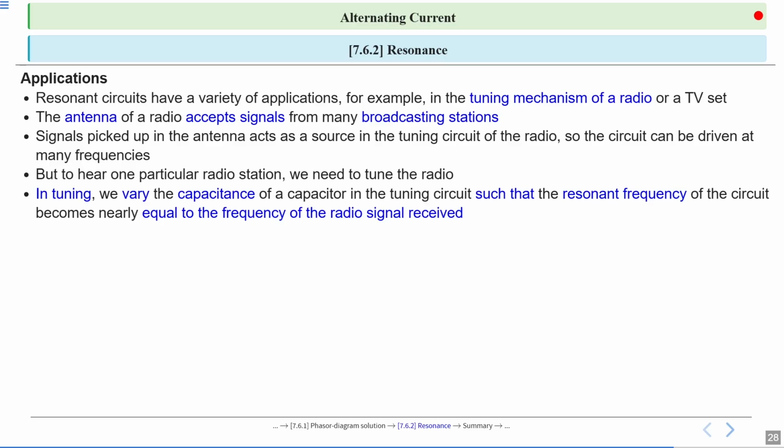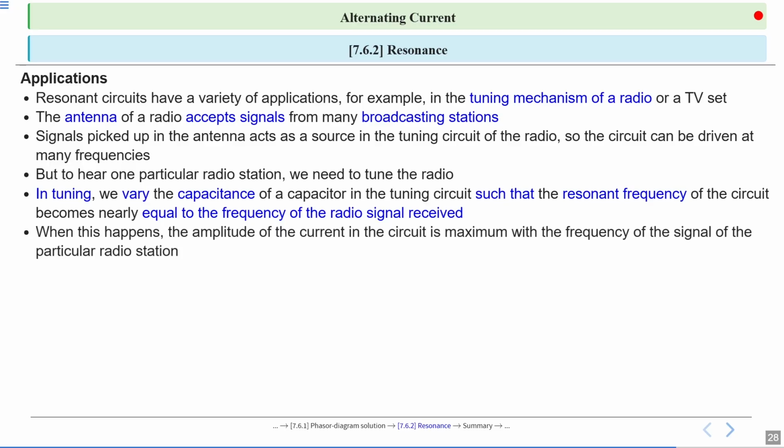appear to start. When this happens, the amplitude of the current in the circuit is maximum with the frequency of the signal of the particular radio station.